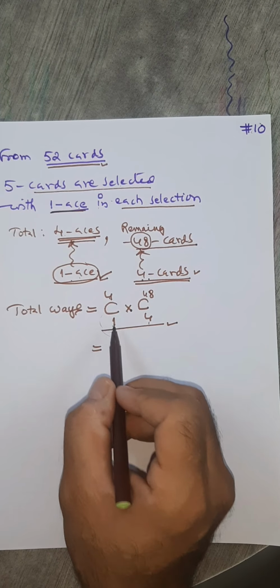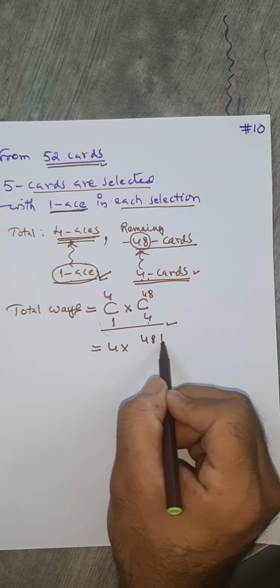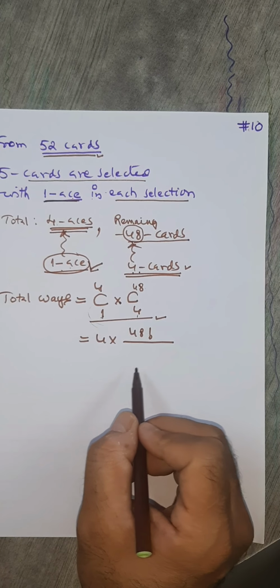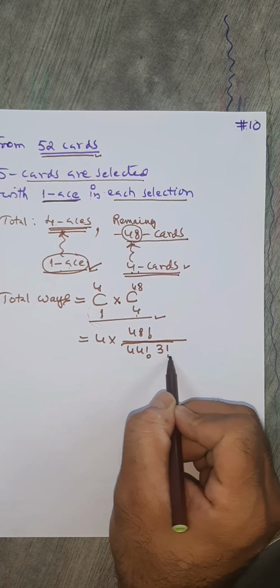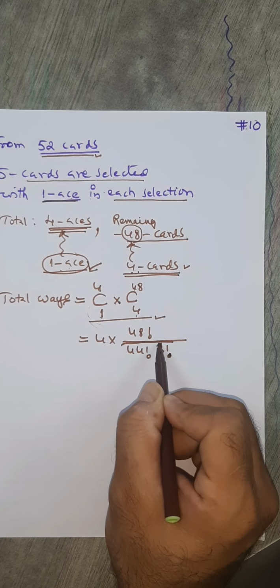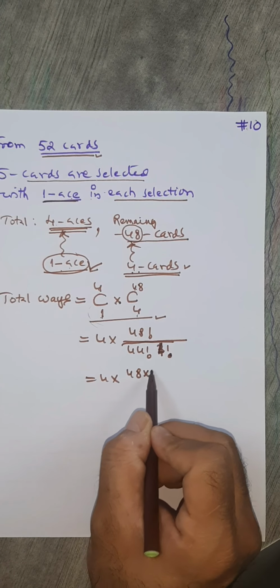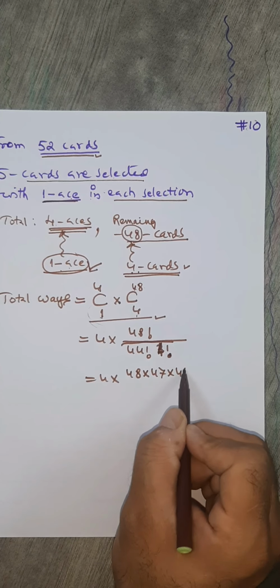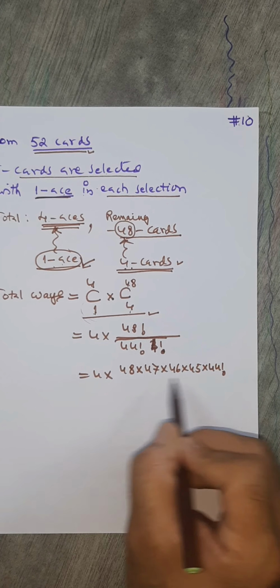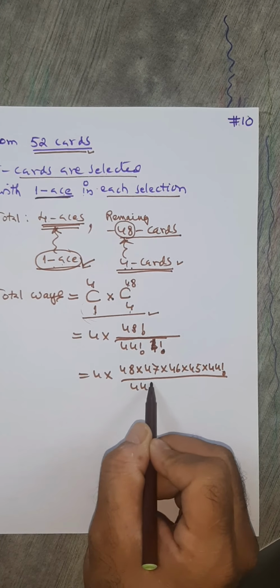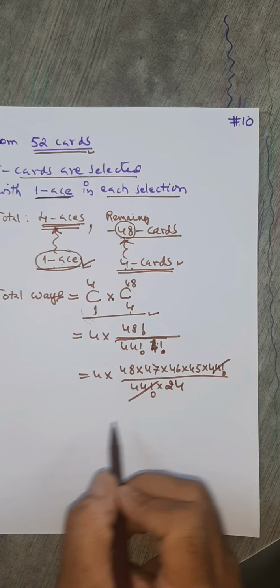Now you just simplify. What is 4C1? You can verify it is just 4. What about this? 48 factorial upon, how do we write this? This minus this, which is 44 factorial into 4 factorial here. So 4 as it is, this bigger factorial in terms of the smaller factorial, 48 into 47, 46, 45 into 44 factorial, and that will get cancelled with this. And what about 4 factorial? That's 24.